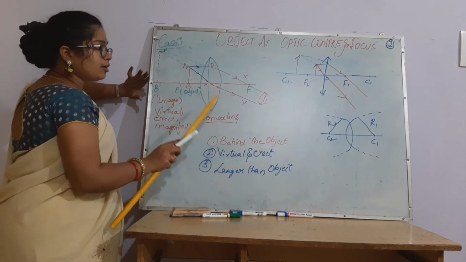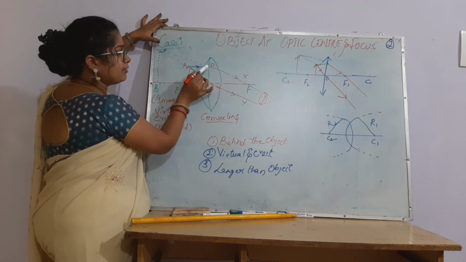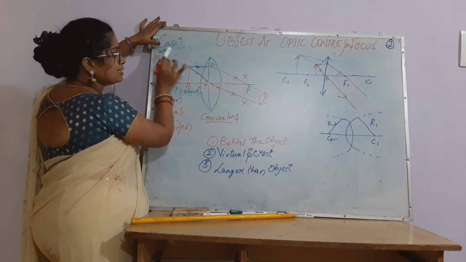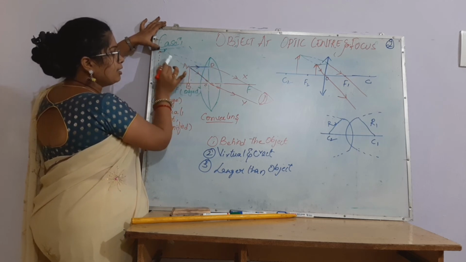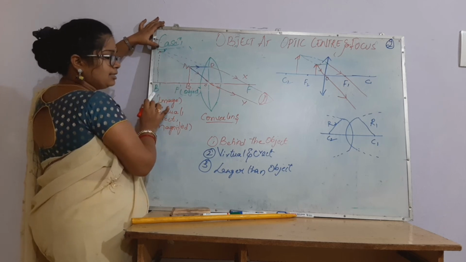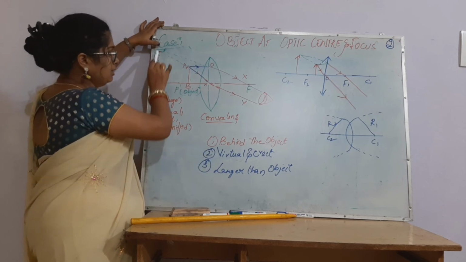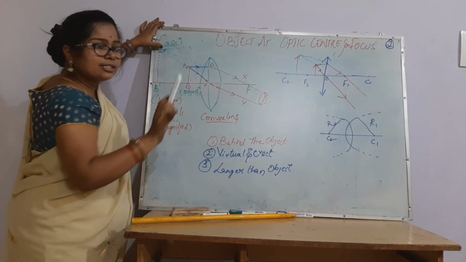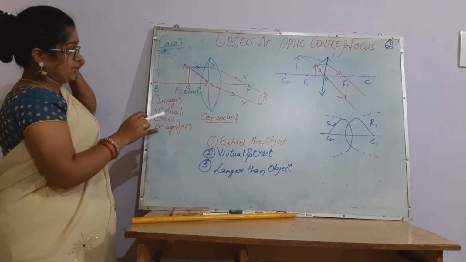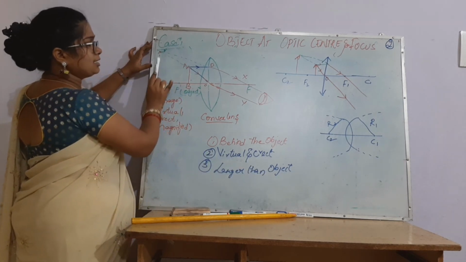So you need to extend this refracted ray from here back like this. When you extend, these two will meet here behind the lens, and a virtual image is formed, as the rays do not meet really. It is erect, meaning straight, and larger than the object. The point to be noted is that it is larger than the object.